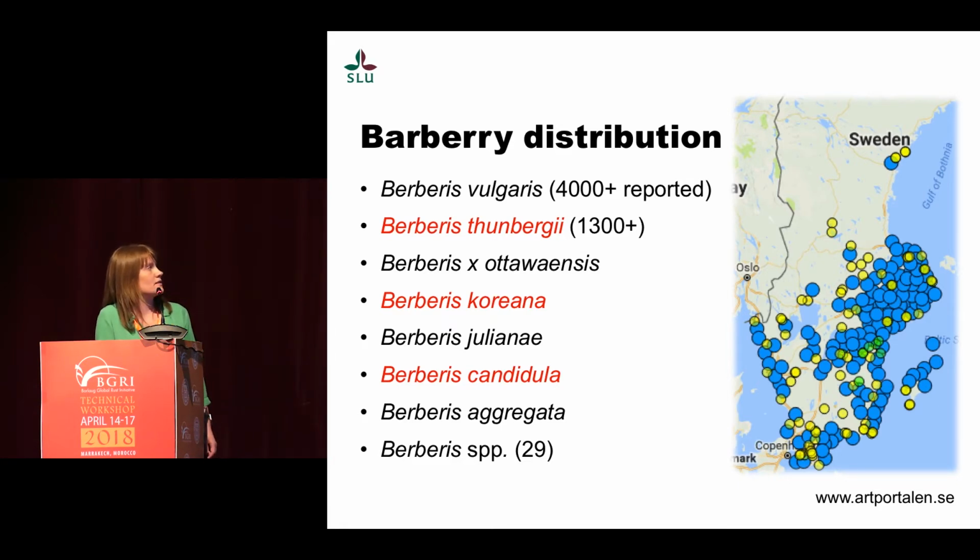The second one is Berberis thunbergii, which is an ornamental plant. But as you know from the previous talk, many of the crosses are also present, and many of those are also susceptible to stem rust.